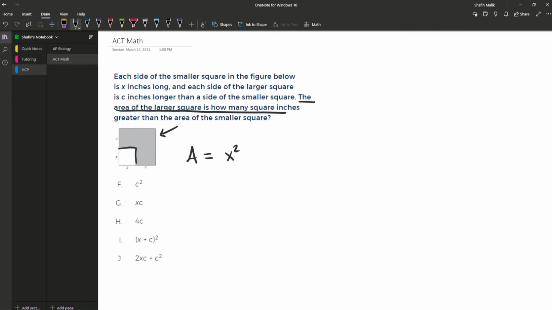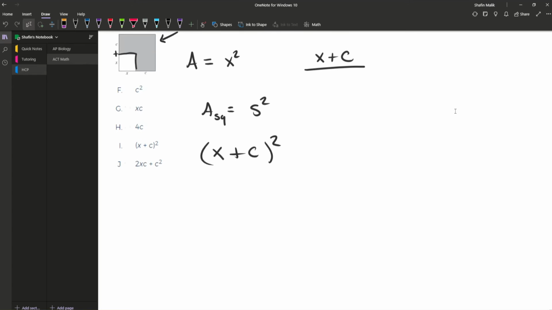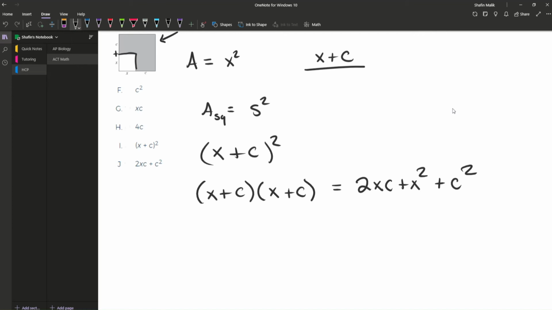So what we can do is first determine what exactly is the area of the larger square before we can subtract anything from it. And we know that one side of the large square is of the length x plus c. And since the area of a square is one side squared, all we have to do to get the area is (x plus c) squared, which we can then distribute as such. Or as many students might write it, x squared plus 2xc plus c squared.